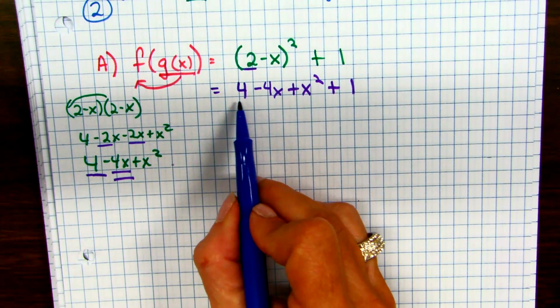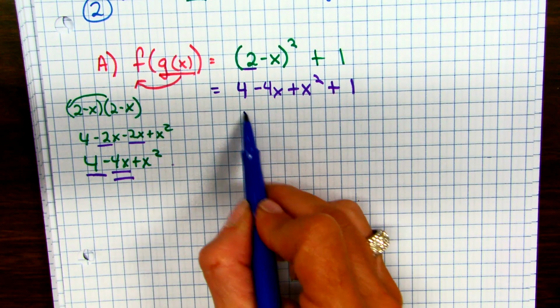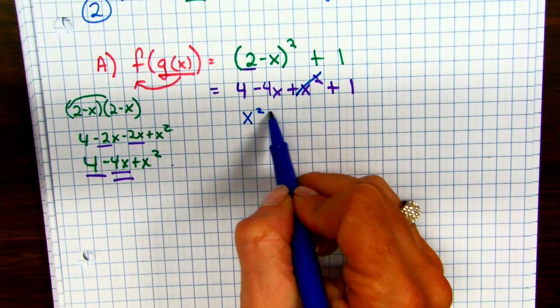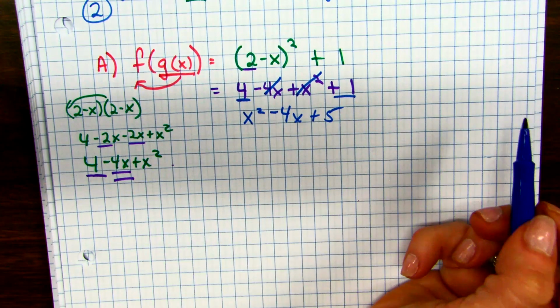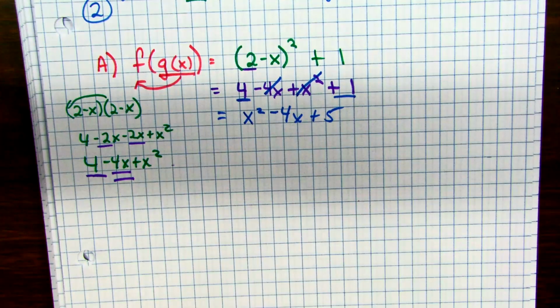All right, and then just clean this up, right? I'm going to put x squared first, minus 4x, and then combine like terms. Could the order have been different? Yes. Okay.